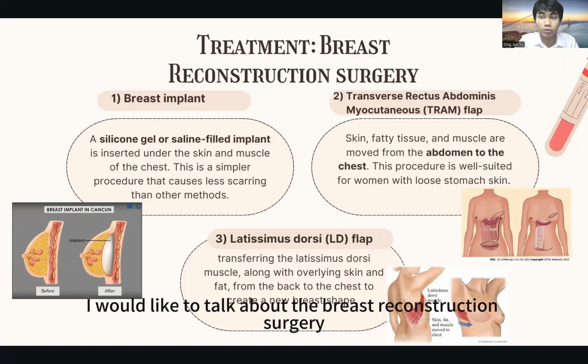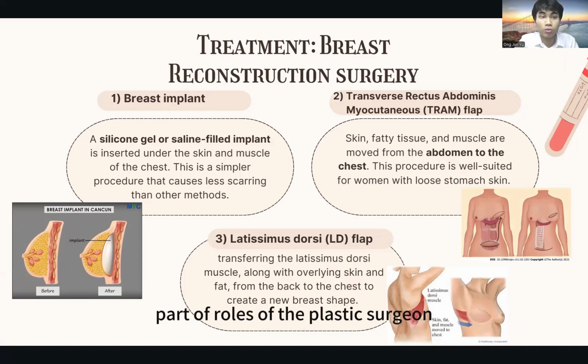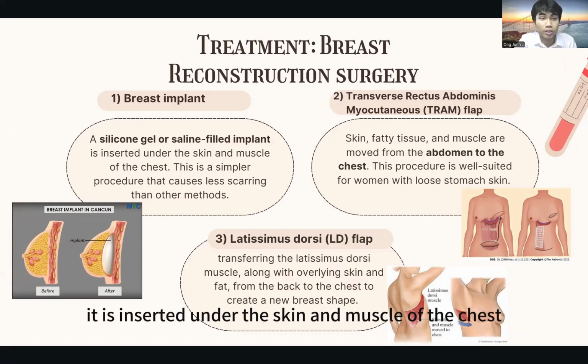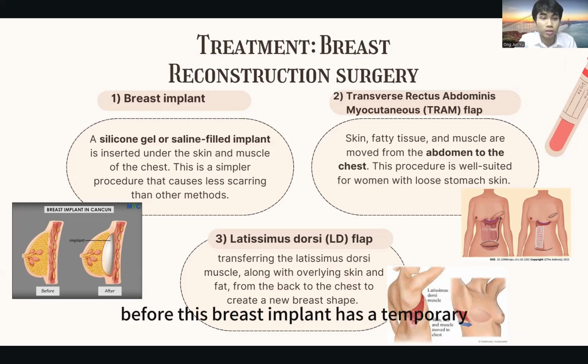Last but not least, I would like to talk about breast reconstruction surgery, which is part of the role of the plastic surgeon. First is the breast implant, and it is the simplest way because it causes less scarring and injuries, and it is less invasive compared to the methods that I will discuss. Basically, it's a silicone gel or saline-filled implant, and it is inserted under the skin and muscle of the chest. Before this breast implant, a temporary saline implant is inserted in the breast implant area.